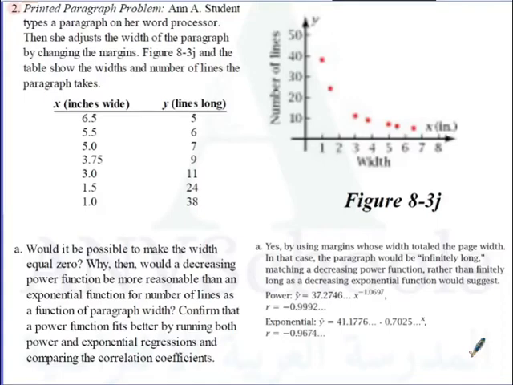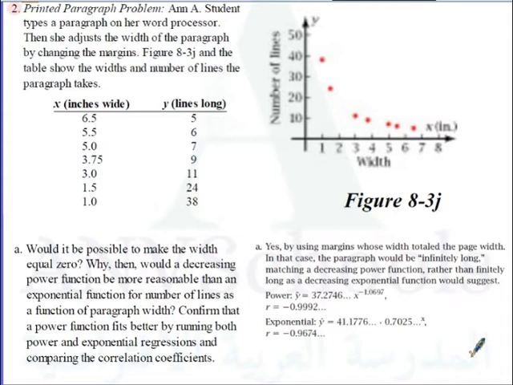Printed paragraph problem. A student types a paragraph on her word processor. Then she adjusts the width of the paragraph by changing the margins. Figure 8-3J, and the table shows the widths and number of lines the paragraph takes.